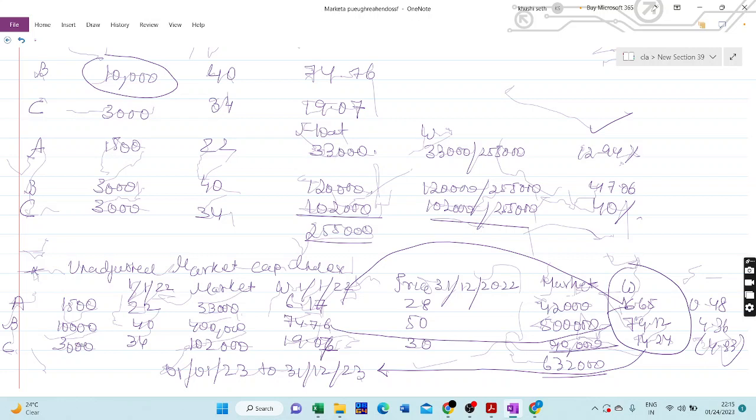So the idea is that if the price of a security increases, its weight in the market cap weighted index increases, and vice versa. This is a very important point. Please note this down. Have you noted this, please?